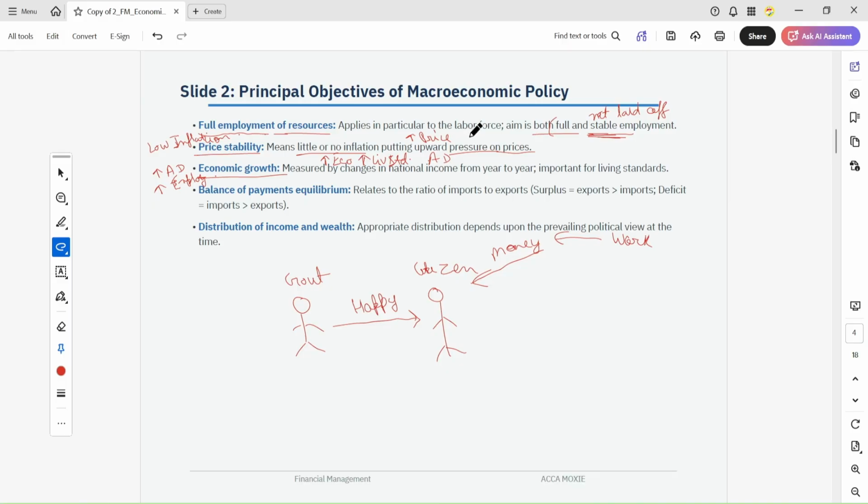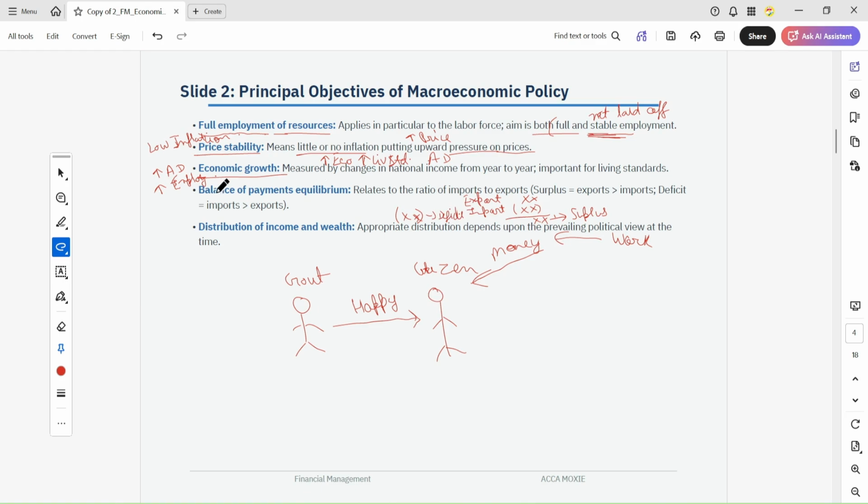Next is the balance of payment equilibrium. Balance of payment is how much you export and how much you import. If export is higher, that is a surplus. If export is lower and import is higher, you have a negative value, and that is the deficit.